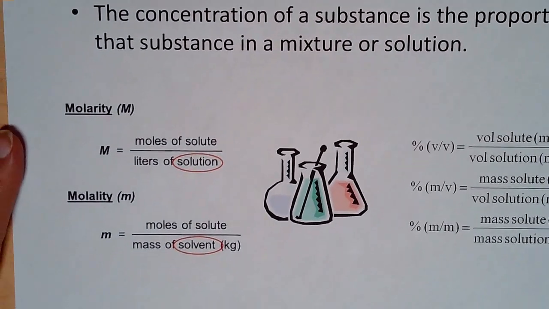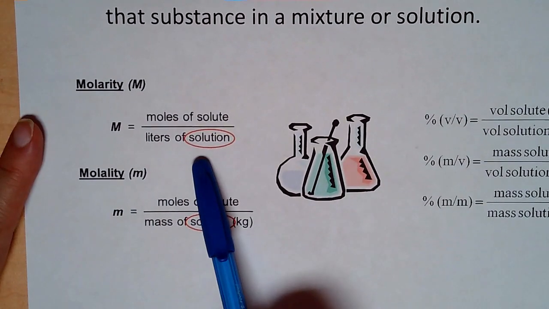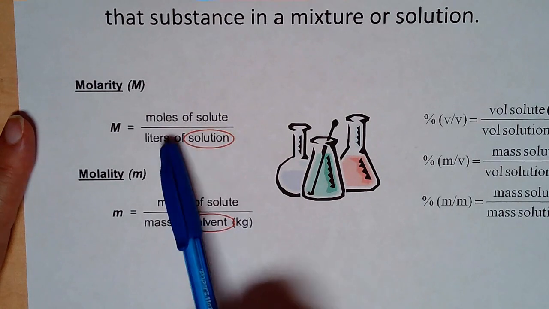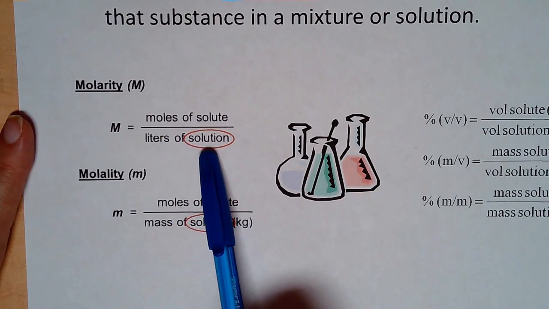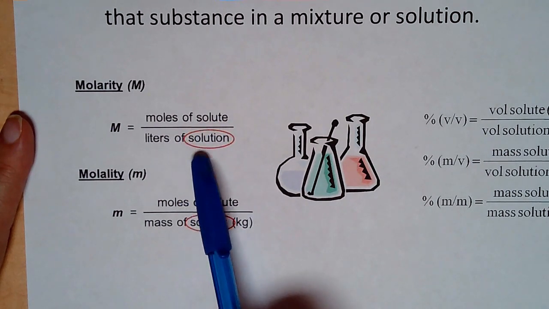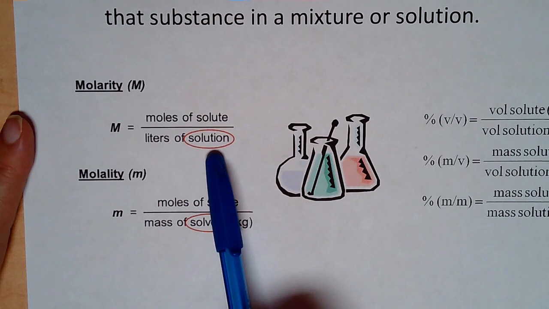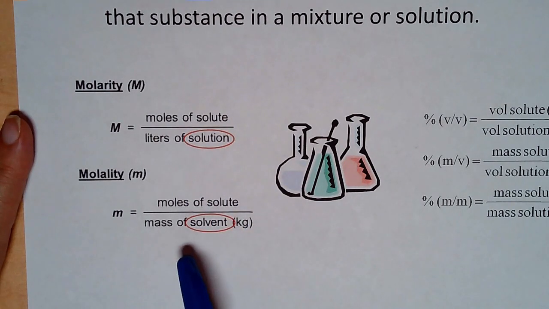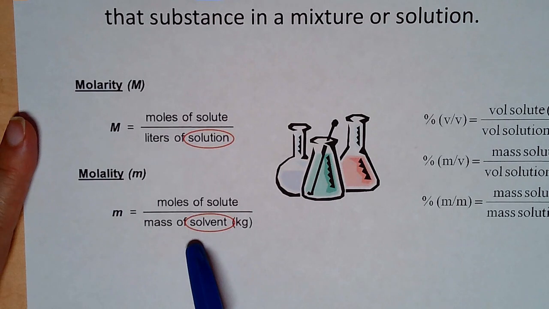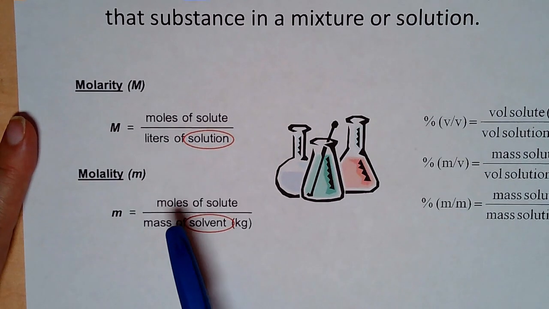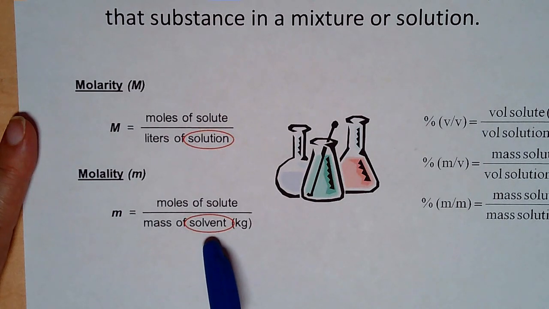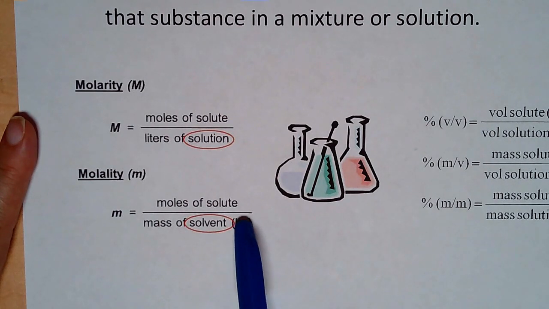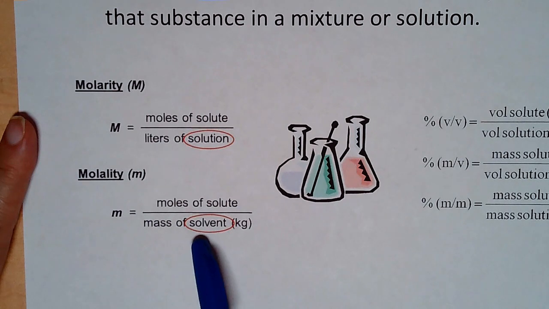So we have molarity, which hopefully you're aware of, is moles of solute over liters of solution. So the big idea here is that this is the total solution, so this would be solute plus solvent. Molality, and we'll talk more about molality in a few minutes, is a measure of moles of solute over mass of solvent. So it doesn't include solution, but just the solvent by itself.